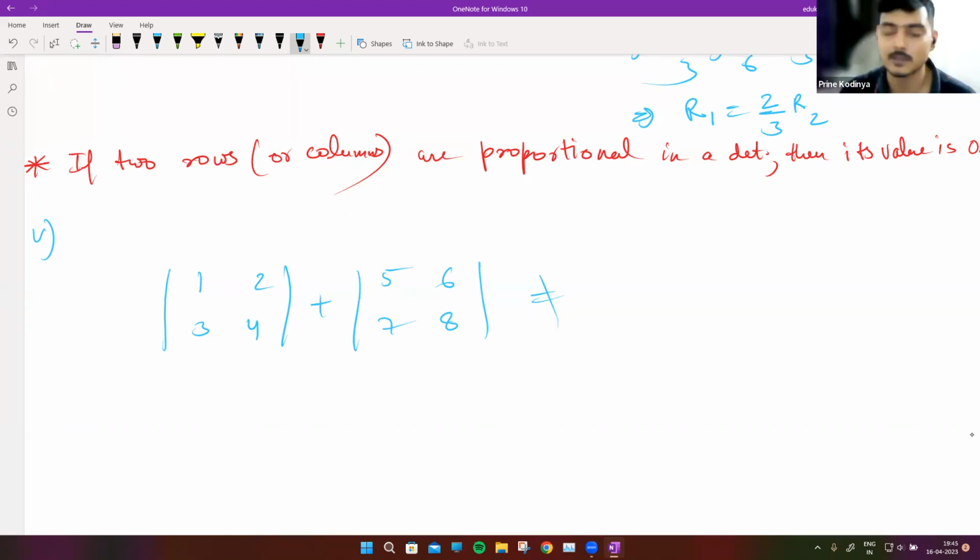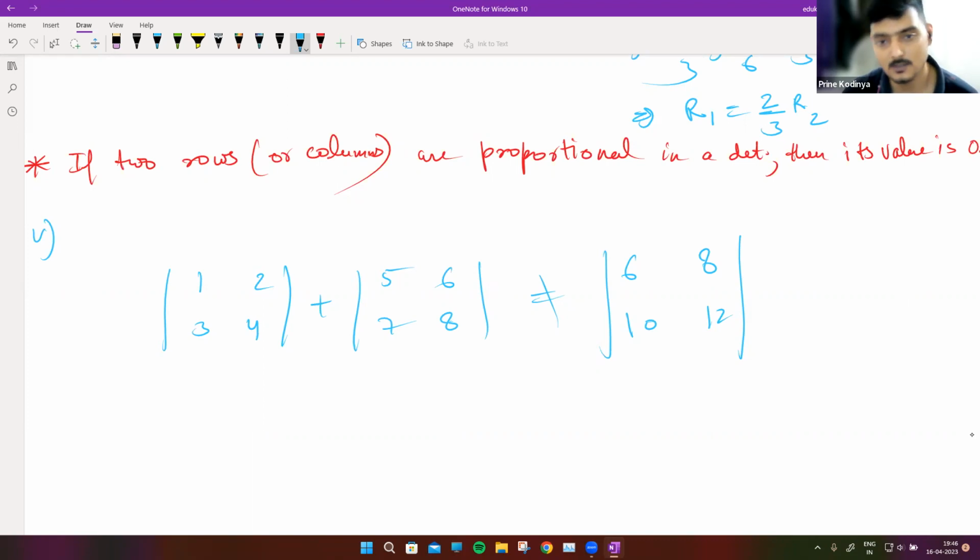Yes, you can solve the first determinant as well as the second determinant and then find the final answer. That is okay. But if you're writing it like this, that this becomes 6, 8, 10, and 12, no. You can't add two determinants directly. Or for that matter, you can't subtract two determinants directly.